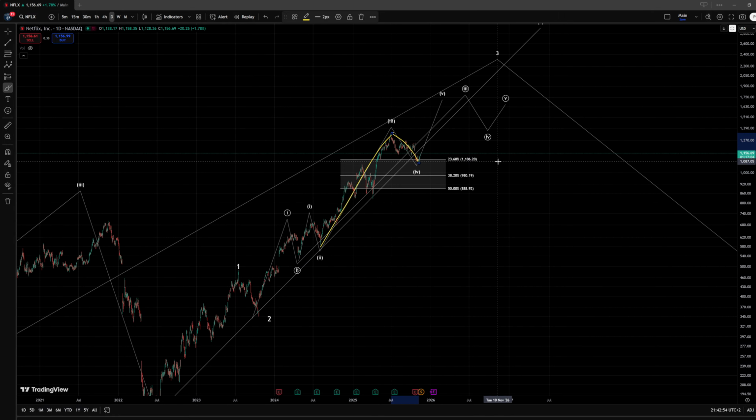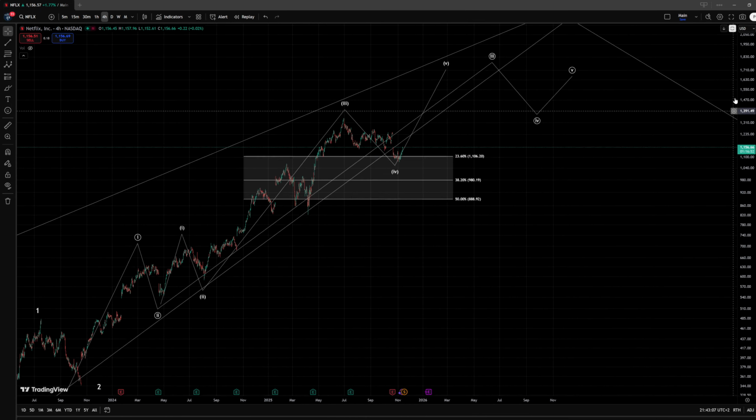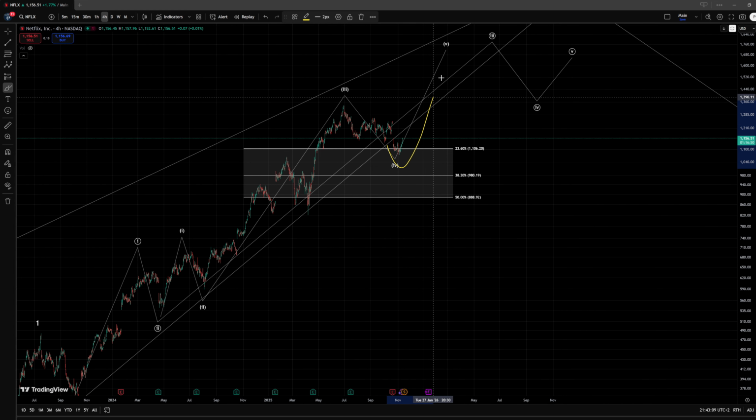and now I'm looking for the correction in a wave 4 into the area of support between the $1,100 level all the way down to the $890 level at the 50% retracement. And as long as we hold these levels, we can track still continuation to the upside, a reversal in a fifth wave to new all-time highs.